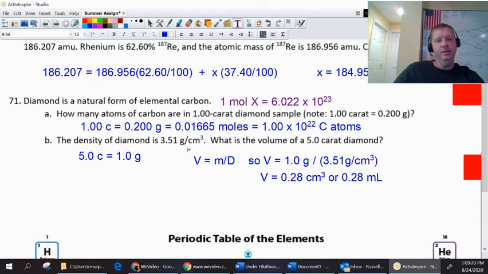The density of the diamond is 3.51 grams per cubic centimeter. What is the volume of a 5 carat diamond? Well, a 5 carat diamond would be 1 gram. Again, I used this ratio up here. 1 carat is 0.2 grams, so 5 carats would be 1 gram. And then I said if I have 1 gram and I rearrange the density equation, density equals mass divided by volume, therefore volume equals mass divided by density. So I did mass divided by density, the grams cancel, cubic centimeters don't cancel, and I got the volume of a 5 carat diamond.